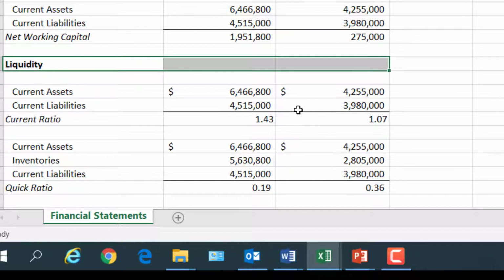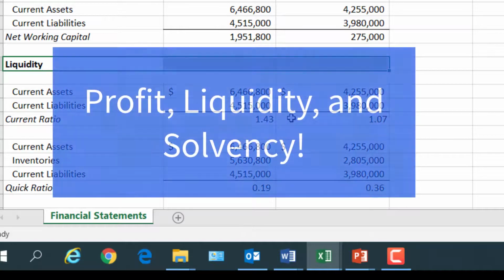So liquidity is a way of understanding our ability to meet our near-term obligations. A business needs to be liquid. Liquidity is a top priority. In fact, there are three things you need to have a successful business from a financial standpoint. The first thing is profit. A business needs to be profitable. The second thing is a business needs to be liquid.